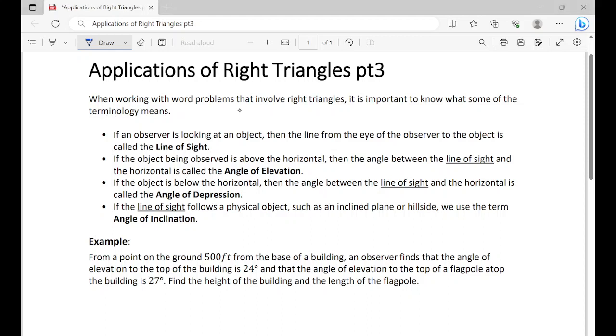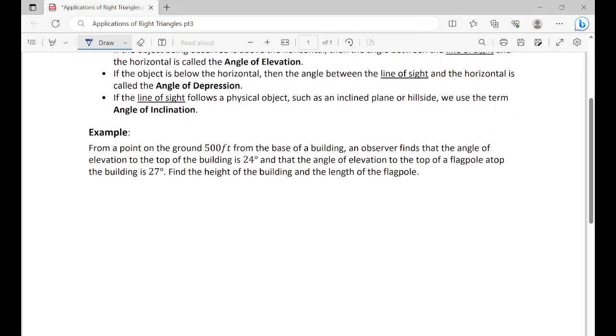When working with word problems that involve right triangles, it is important to know what some of the terminology means. Some of the stuff they could be saying are line of sight, or angle of elevation, angle of depression, or angle of inclination. Not always are these words or phrases used, but if they are, you should know what they mean. Makes your life a little bit easier when trying to solve them. So let's look at the question we have here.